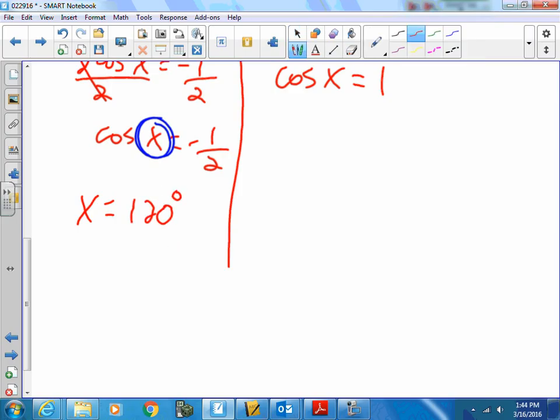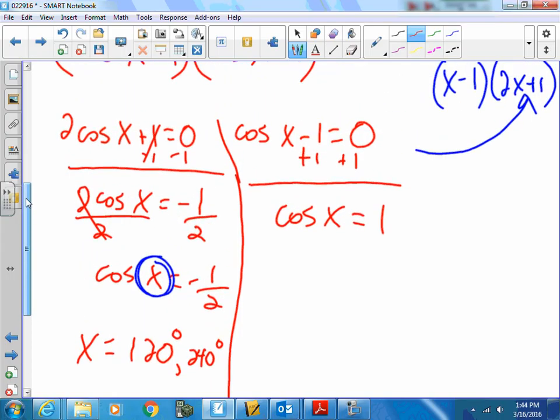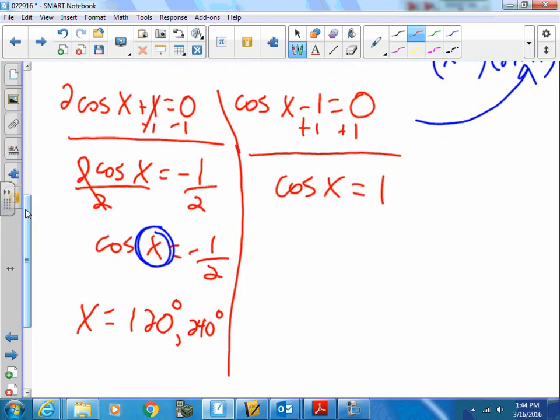But if you keep going down to the third quadrant, you see that the cosine of 240 degrees is also equal to -1/2. So there are two values there. All right, so those are the two values. And we're only going from 0 to 360, not including 360. So keep that in mind.